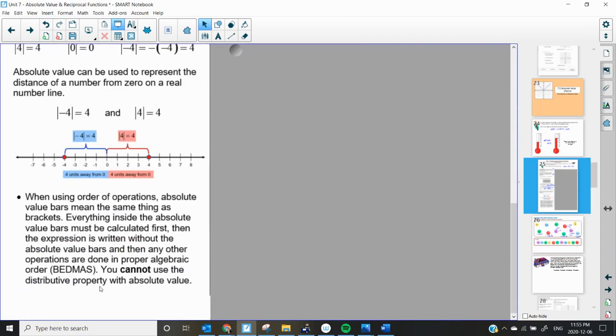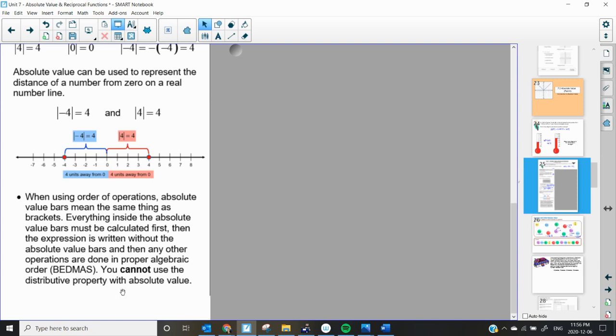All right, when we're using order of operations, the absolute value bars mean the same thing as brackets. So when we start evaluating absolute value expressions, we need to treat those absolute value symbols like brackets. Everything inside the absolute value bars must be calculated first, and then the expression is written without the absolute value bars, and any other operations are done in proper algebraic order. In other words, we're following BEDMAS.